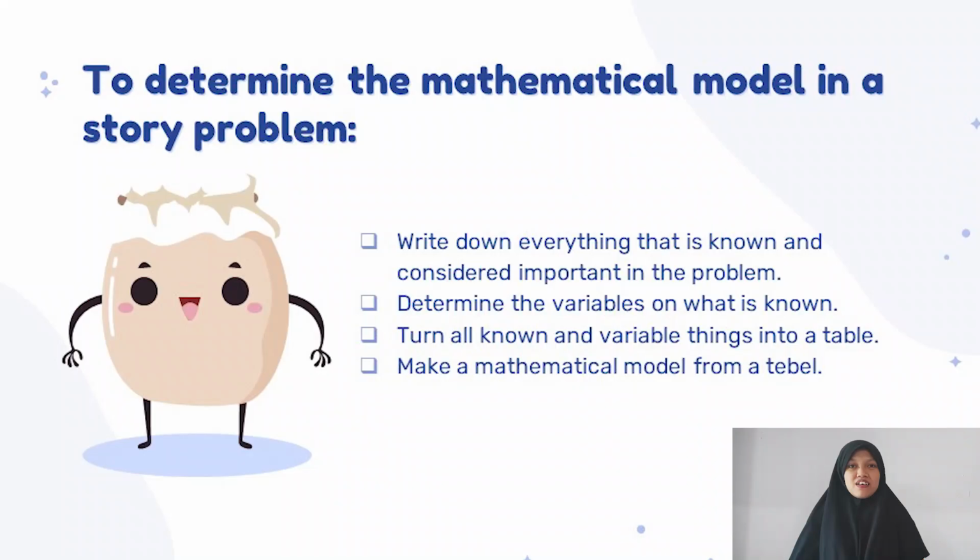Okay, thank you for the question from Faiza Ananda. To determine the mathematical model in a story problem: 1. Write down everything that is known and considered important in the problem. 2. Determine the variable from what is known. 3. Turn all known and variable things into a table. And the last, make a mathematical model from the table.